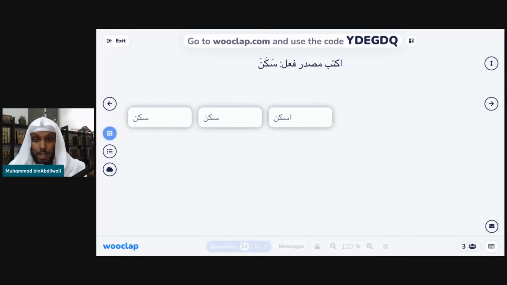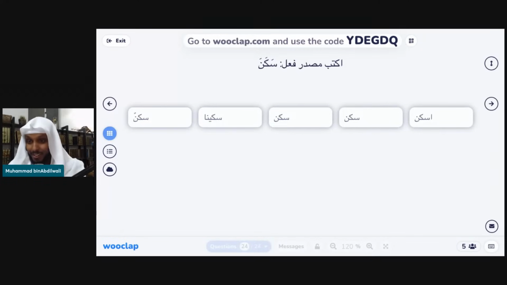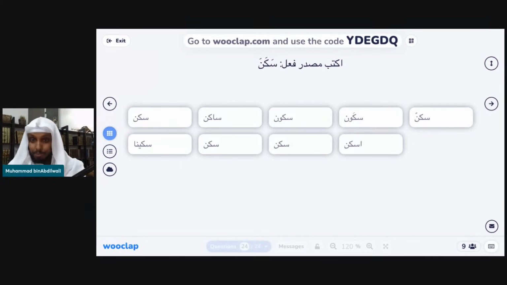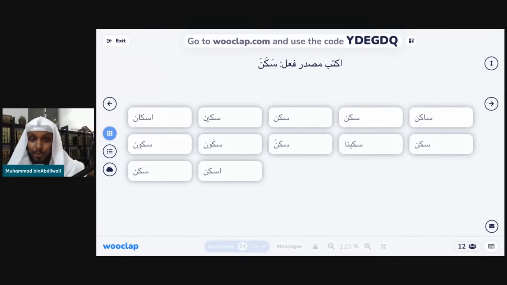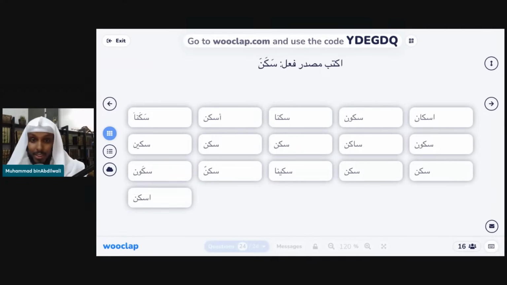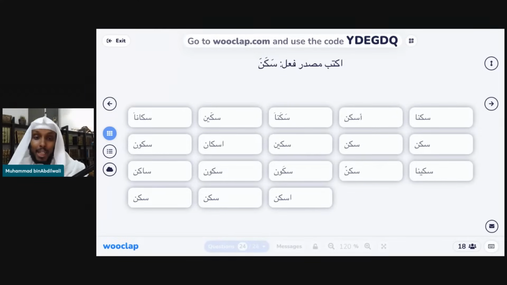سكن سكن. سكينا لا لا سكينا. نعم. سكون لا, it's not سكون. ساكن لا, it's not ساكن. ساكن isn't فاعل. إسكان لا, إسكان is from تسكين. إسكان is from سكن or أسكن إسكانا or تسكينا.